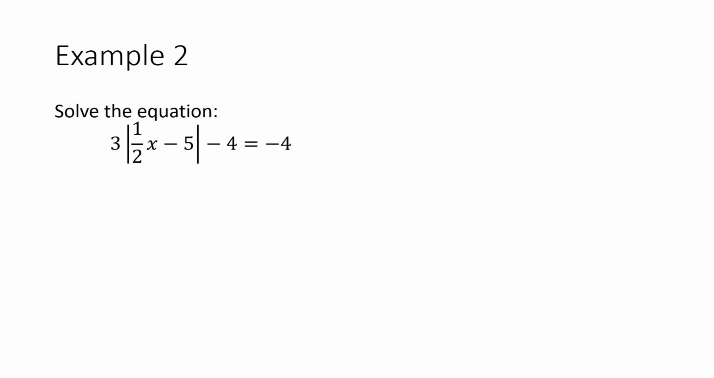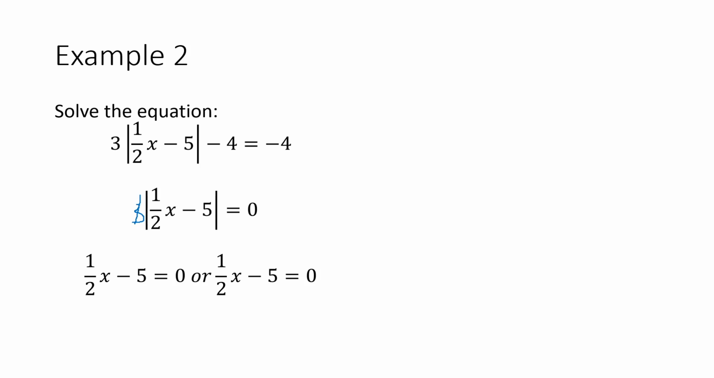This time we've got 3 times the absolute value of a half x minus 5 minus 4 equals negative 4. So don't worry about the negative on the right side of the equation yet. If we add 4 to both sides, that becomes 0. There should still be a 3 in front there, but we can go ahead and divide both sides by 3 as well. You could write a 3 there, but then when we divide both sides by 3, the right side still remains 0.